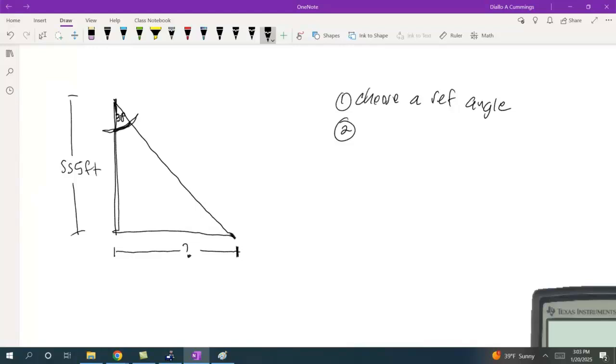The second thing I'm going to do is label my sides. So firstly, I'm going to label the hypotenuse. Next, I'm going to label the opposite. All right, so notice since my reference angle is now here, the side opposite my angle is my opposite side, and the Washington Monument's length is my adjacent. So now we're going to set up a trig function.